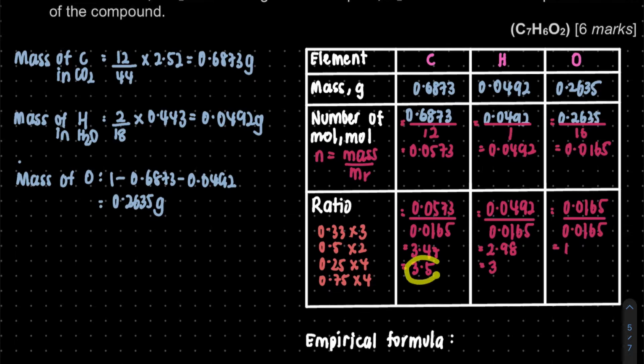So not only this value, all of the values here, 1, 2, 3, we're going to multiply by 2. So I'm just going to multiply by 2 here, 2 times, 2 times, 2 times. Here we get 7, here we get 6, here we get 2. Okay, so hence we know that the empirical formula will be C7H6O2. Okay, so that is the solution for question 1B.